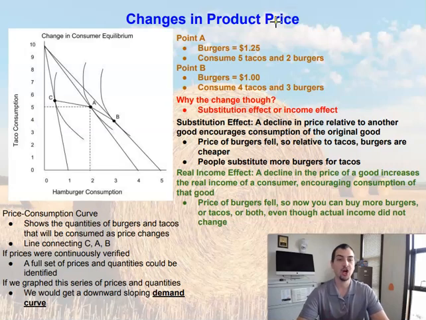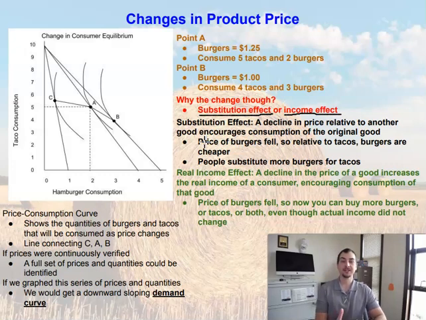So what's causing these changes? What's causing them to shift? Well, the change is caused because of one of two reasons. It's either because of the substitution effect or the income effect. So what is the substitution effect? First off, we're dealing with two goods that are technically substitutes here. We could consume tacos or hamburgers, and we could give up tacos for hamburgers or hamburgers for tacos. We could substitute them out.